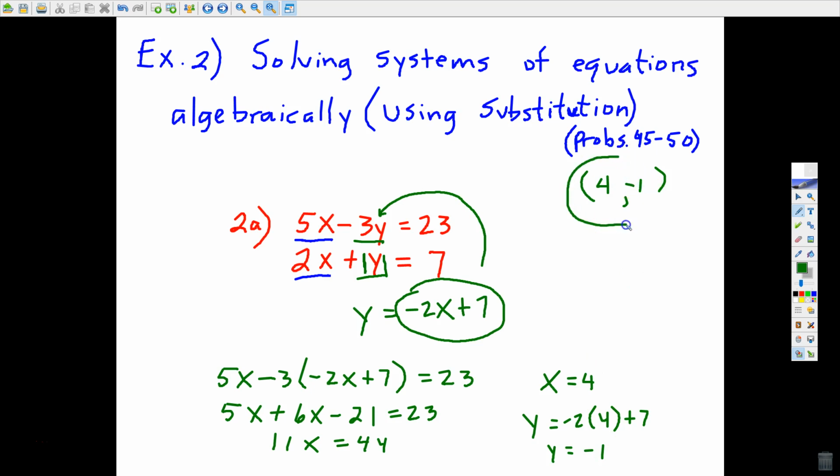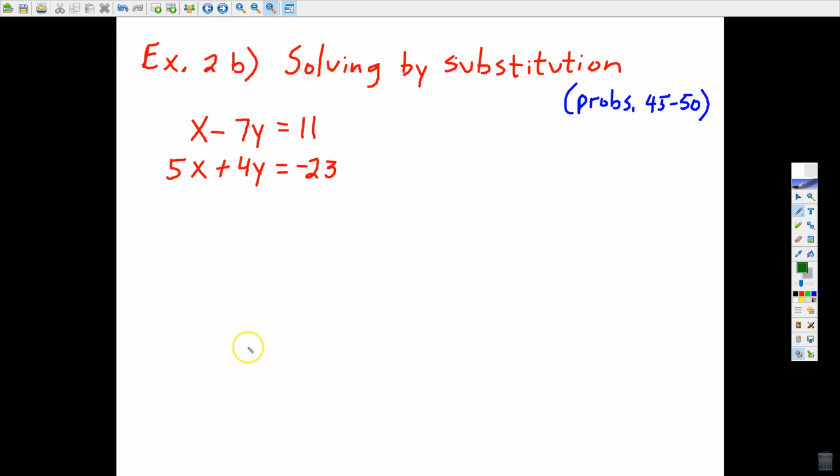So my solution for example 2a will be x is 4, y is negative 1. Just make sure you write your answer like that as an ordered pair. Here's example 2b, same instructions. We're going to be solving by substitution.